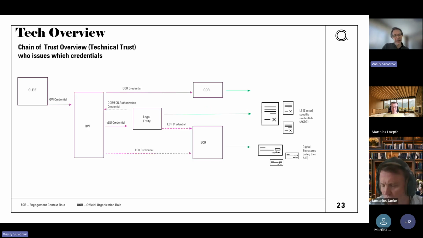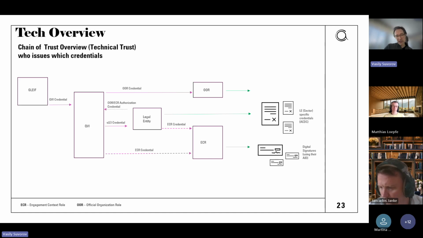Now, looking at vLEI, how we're using this set of credentials is basically GLEIF creates a QVI credential, which they give to the QVI. The QVI then issues the vLEI credential to a legal entity, right? And the legal entity can issue an extended context role credential, or the legal entity can ask a QVI, via an official organizational role or extended context role authorization credential, to issue an ECR.